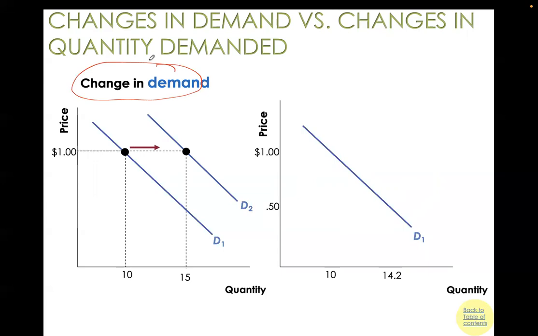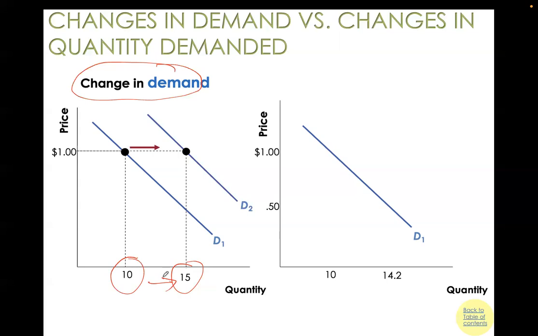So here we say there's an increase in demand. How do we understand this as an increase in demand? There are two ways to understand. At price one, if the price is fixed, now the quantity demanded will increase from 10 to 15. So this is an increase. That's one way to understand it.